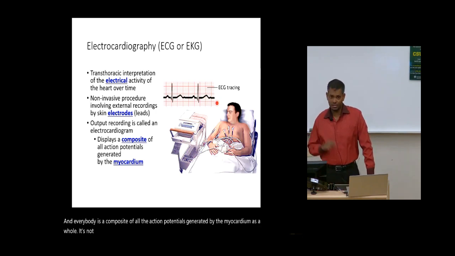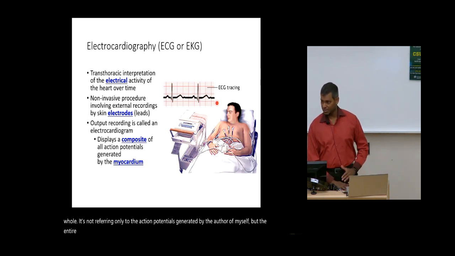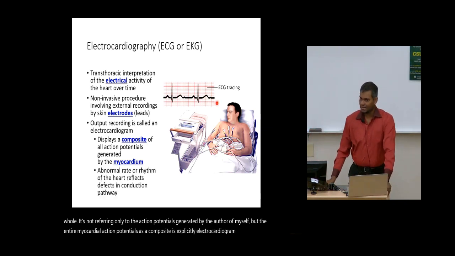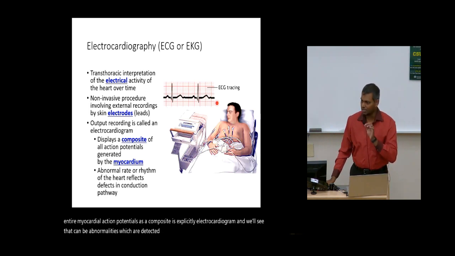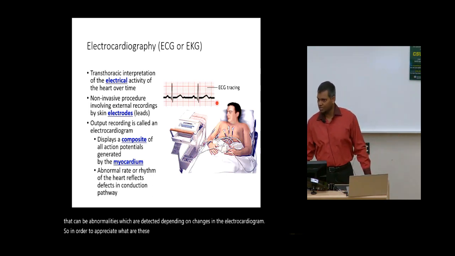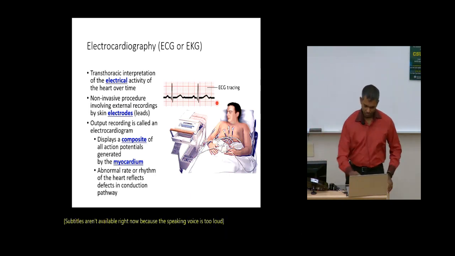It's not referring only to the action potentials generated by the autorhythmic cells, but the entire myocardium's action potentials as a composite is expressed in this electrocardiogram. And we'll see that there can be abnormalities which are detected depending on changes in the electrocardiogram. So in order to appreciate what these abnormalities are, we need to understand what the different parts of the electrocardiogram are and what they are referring to.